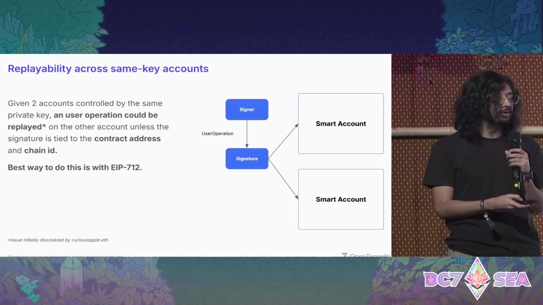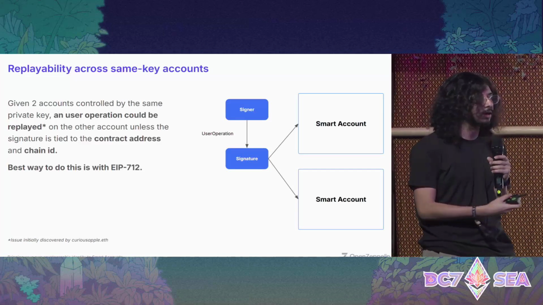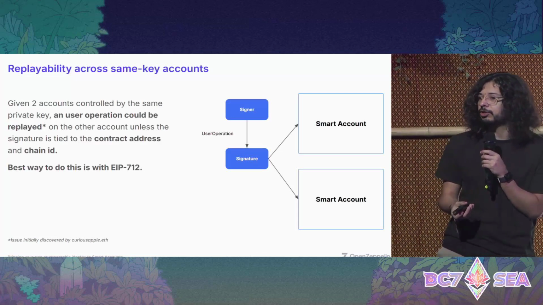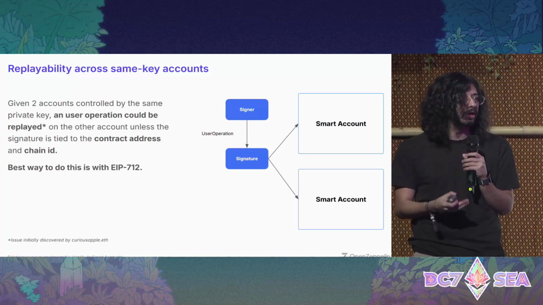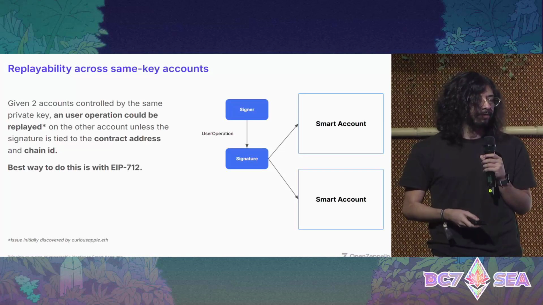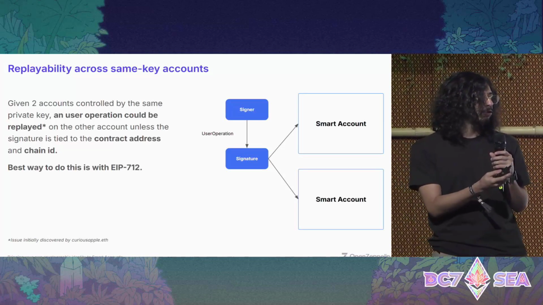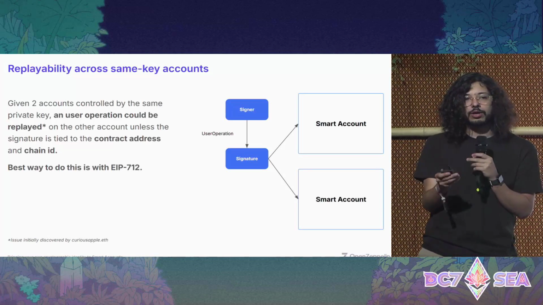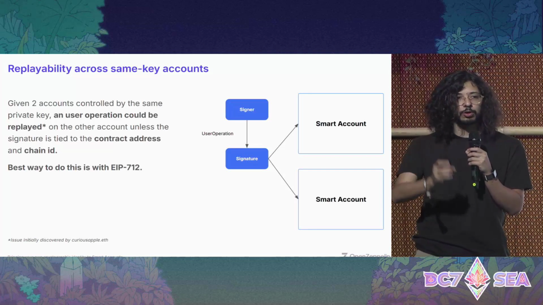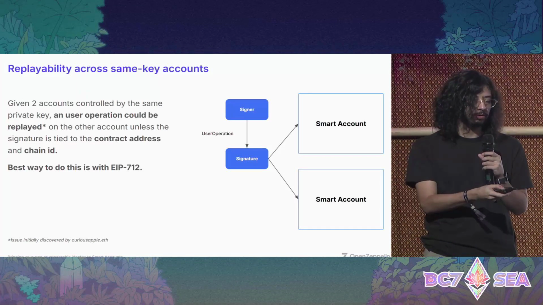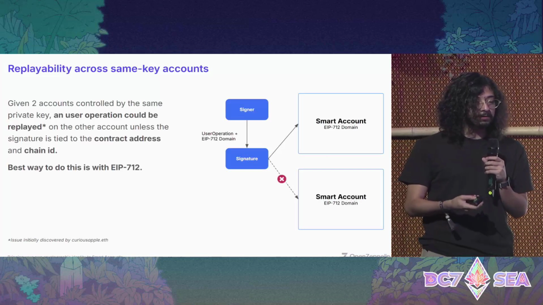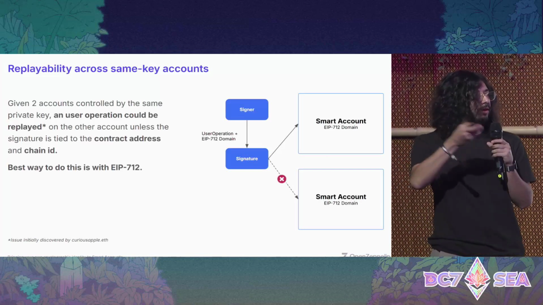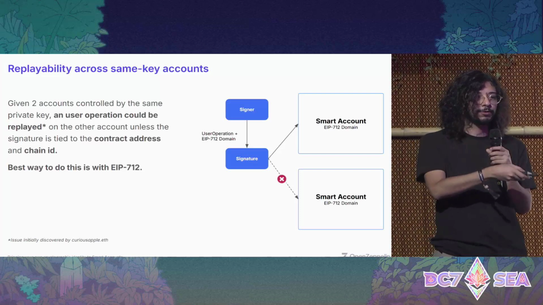This is an issue that was originally discovered by Curious Apple. There is a good write-up on the internet that you can also search. Just look for replayability on smart accounts. You will find it. So the idea to solve this is that we need some way of binding the signature to the current domain in which it is used, right? So EIP 712 is perfect for doing this.